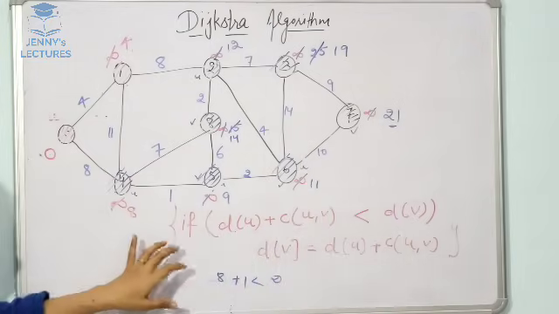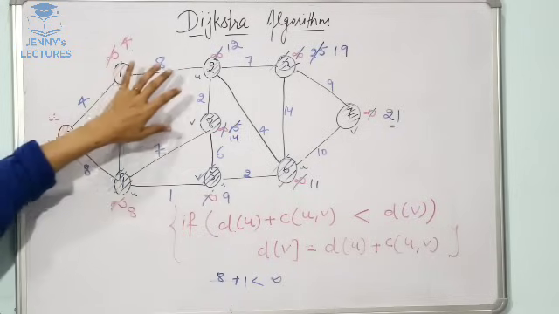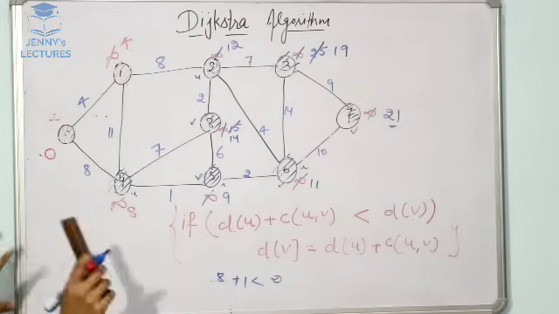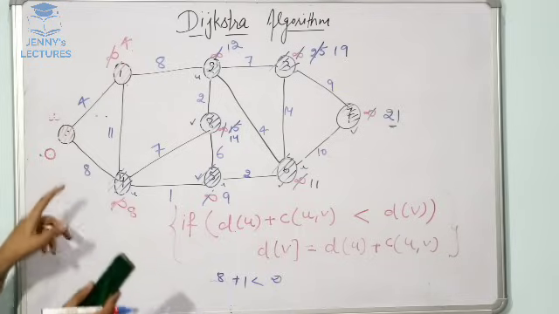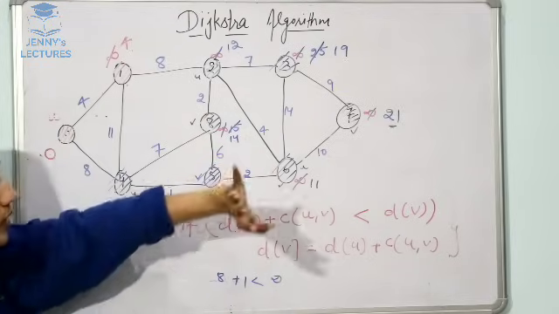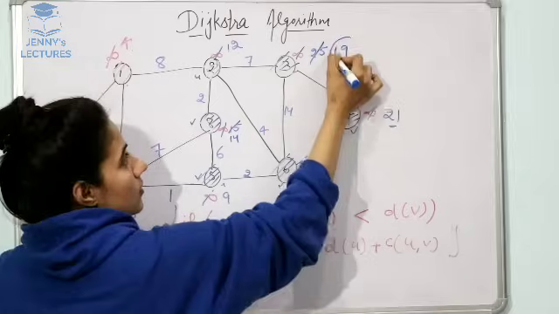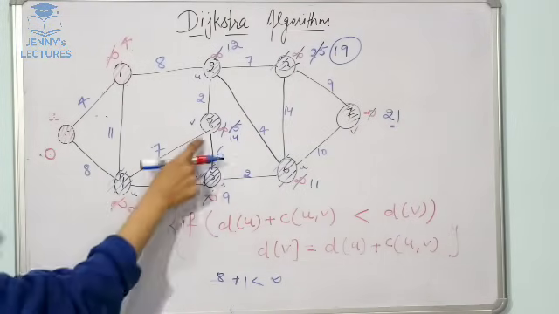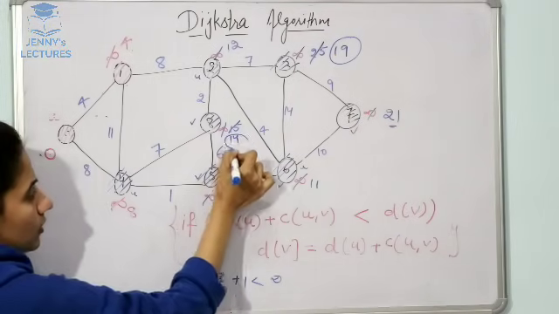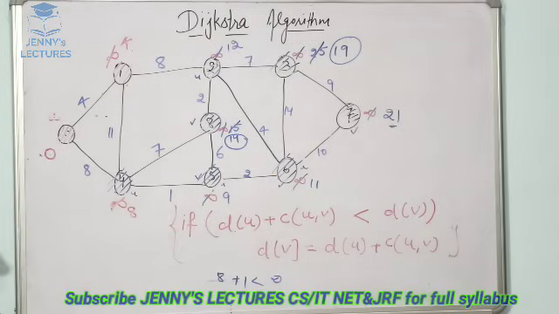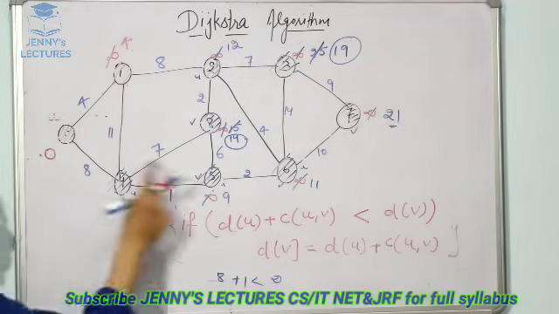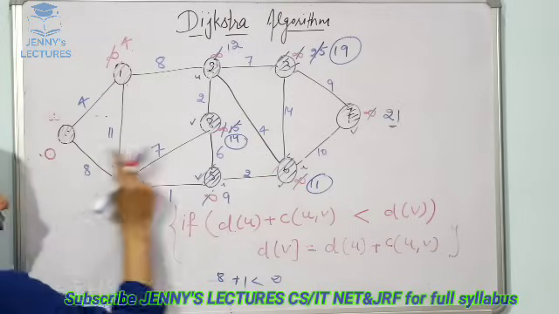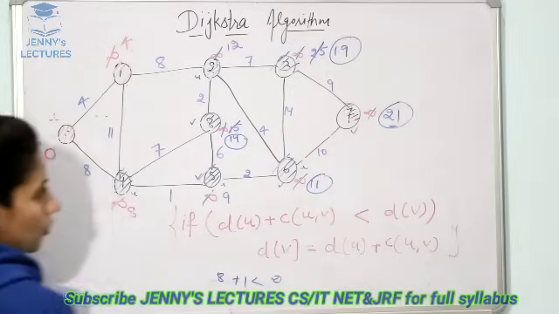Okay. So, using this formula, this is the working principle of Dijkstra algorithm. Okay. See, if I ask you what is the shortest distance from 0 to 3, then the answer would be this 19. What is the shortest distance from 0 to 8? Then the answer would be 14. What is the shortest distance from 0 to 6? That is 11. Shortest distance from 0 to 7, that is 21.